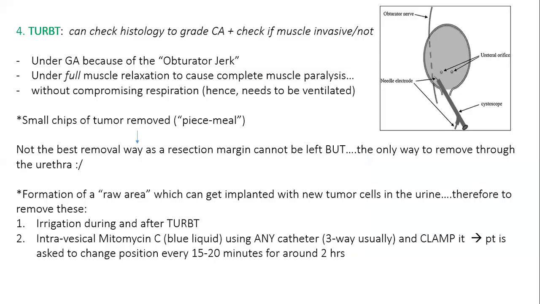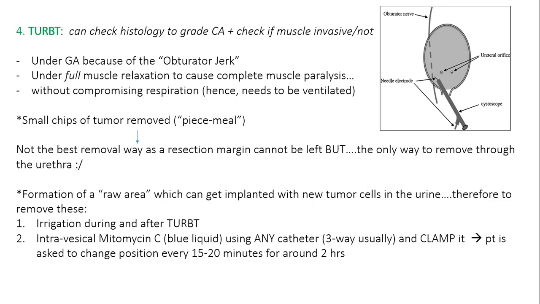So when you give the chemotherapeutic agent, you try to remove whatever tumor cells were implanted in the raw area. Okay. The other thing is practical: sir might want to know if you actually know this. So he might ask, what do you do after giving mitomycin C? What you do is you clamp the catheter.